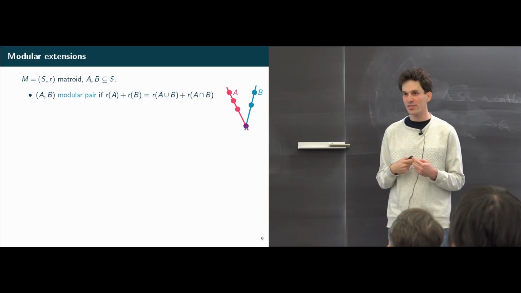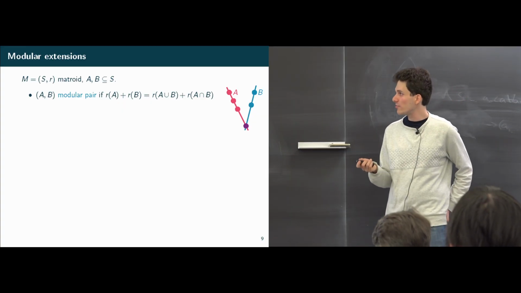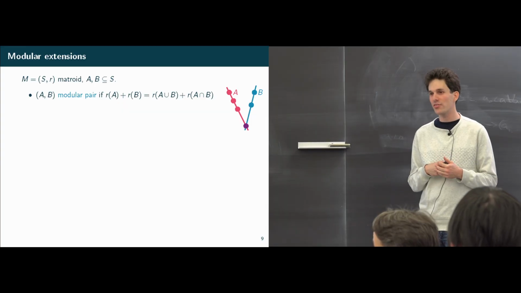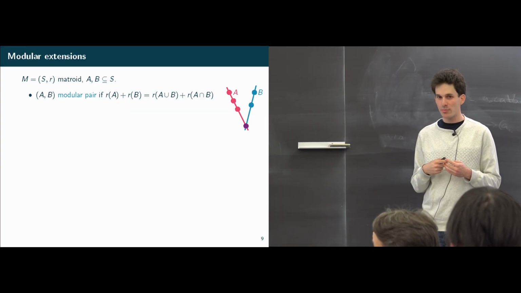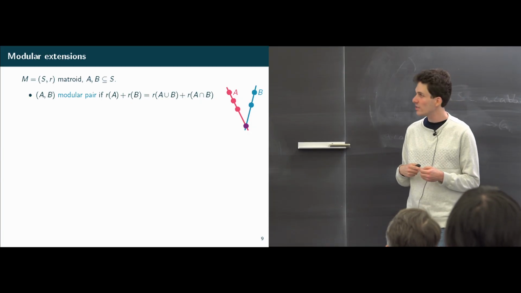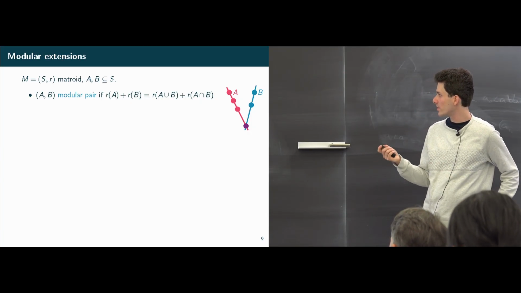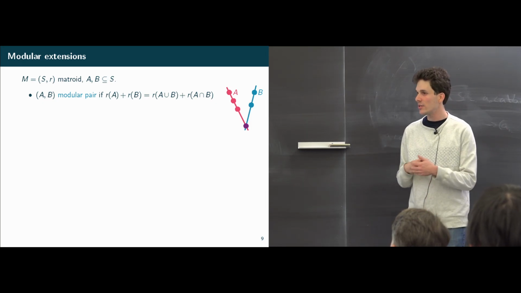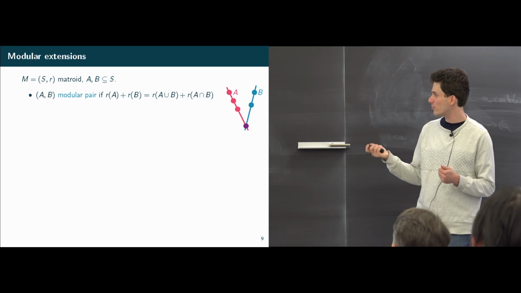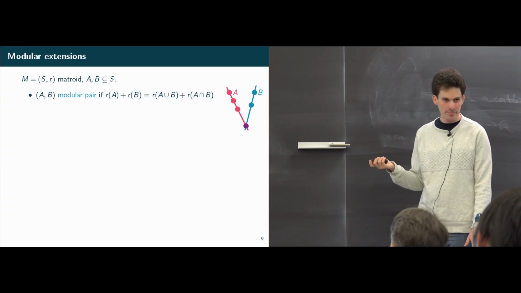But let's see what else we need, and why extension properties were also in the title of the paper. So if you have a matrix and two sets, then let's call this pair modular if we have equality in the submodular inequality. For example, if you have in an affine matrix 2 lines in a plane, then the ranks are 2 plus 2, and the union is 3, and the intersection is 1.